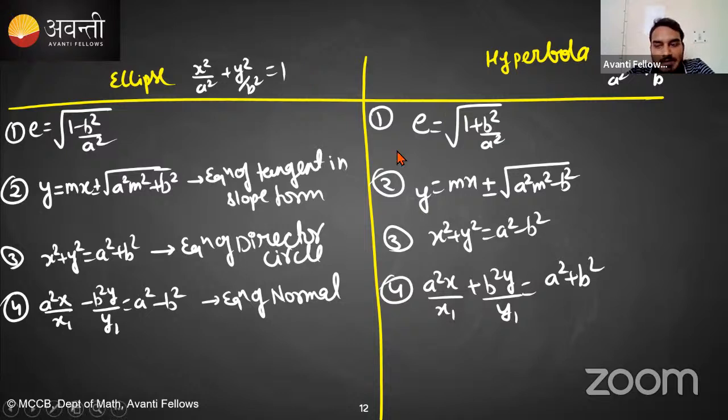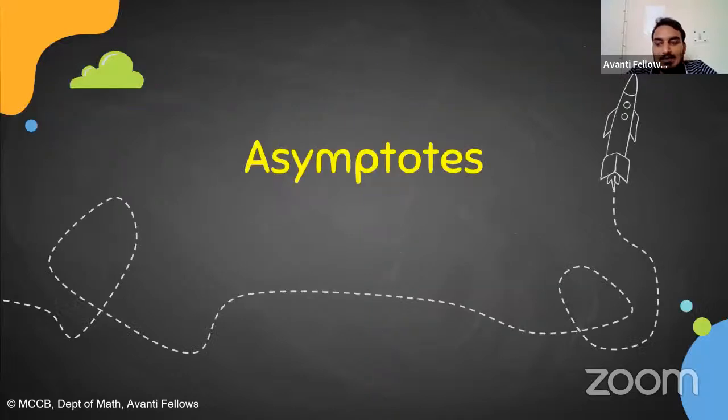Okay, if it is clear then let's talk about the asymptotes. This is a new concept, right? Can anybody tell me what is asymptote? Okay, before asymptote, can anybody tell me the graph of y is equal to log x? y is equal to ln x, what is the graph of y is equal to ln x?